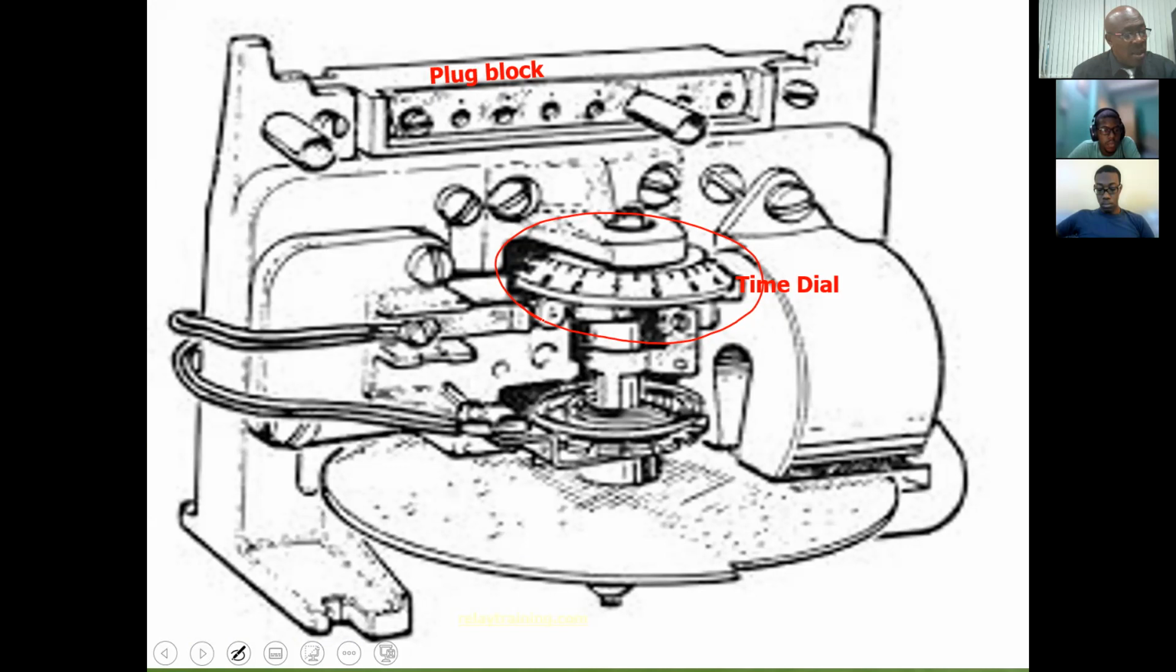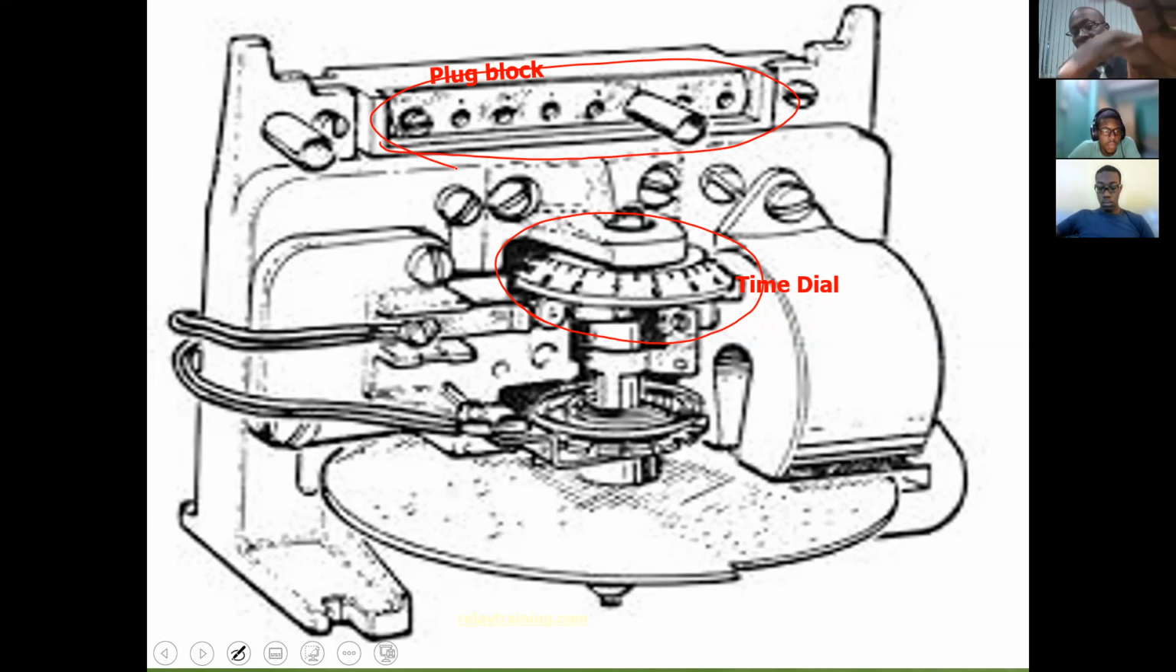And the plug block, which is really a tap setting. Physically, we would unscrew that plug and put it into one of those openings. And that would be our plug setting, which represents the minimum current required to operate the relay.